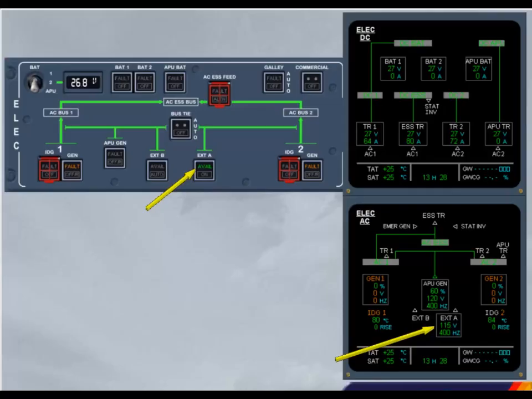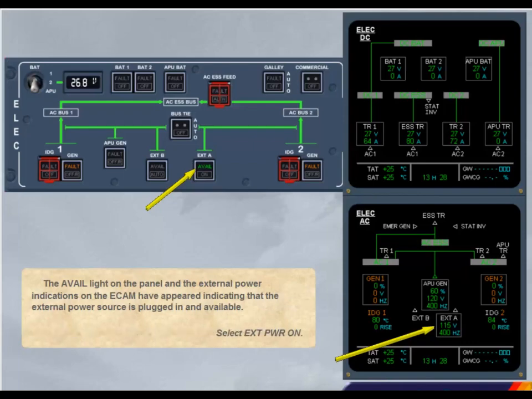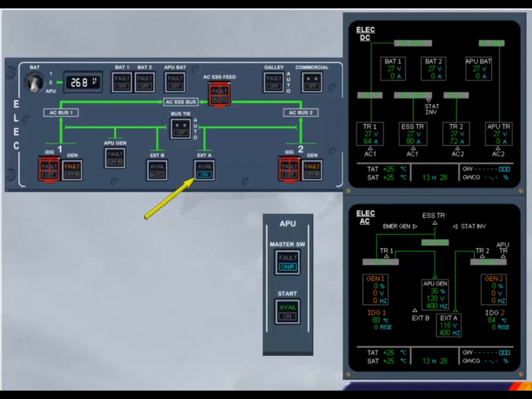Select External Power On. The on light comes on in the external power push-button switch, and the green lines to AC bus 2 indicate that external power has taken over from the APU for the right side of the network. We can now shut down the APU. Switch off the APU.